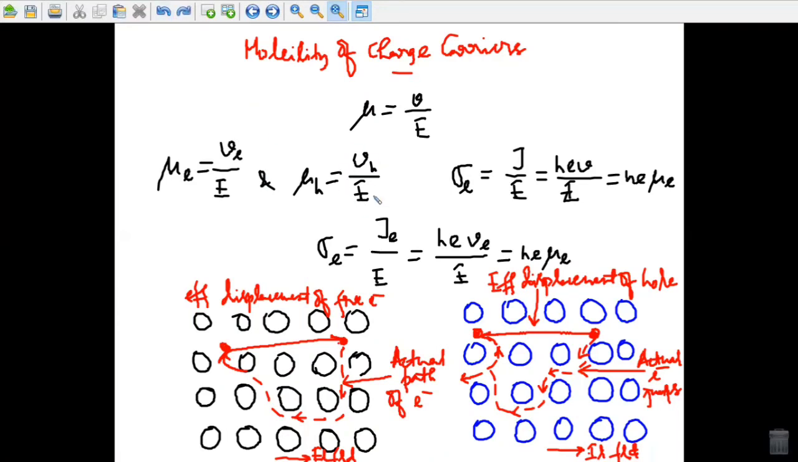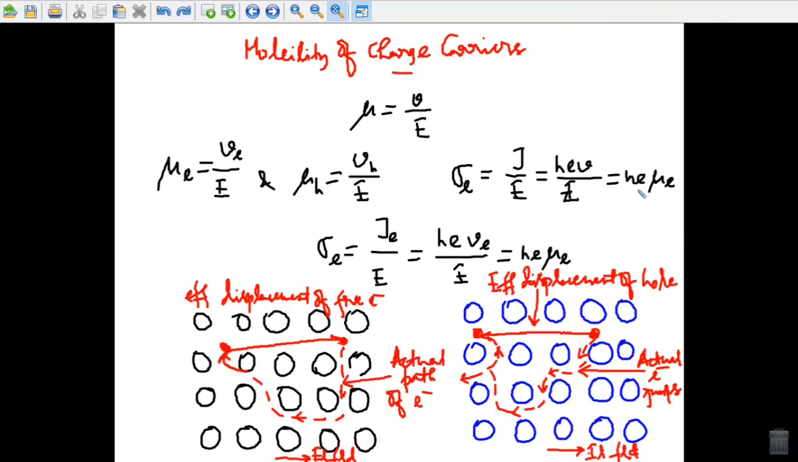So in a metal, where only conduction electrons flow when an electric field is applied, the electrical conductivity is expressed as sigma E equals J upon E, that is Ne V upon E, that is Ne mu E. On the other hand, in a semiconductor where both electrons and holes carry current and the mechanism of their motion is different, it is expected that their average drift velocities, and hence their mobilities, must also be different.